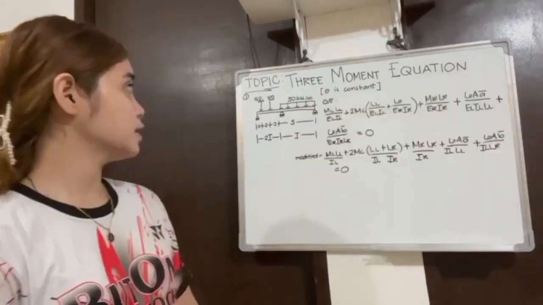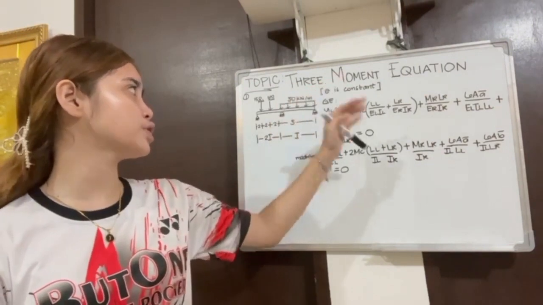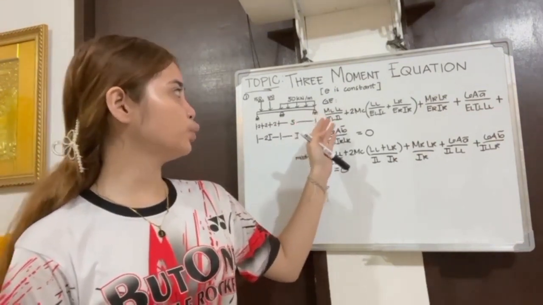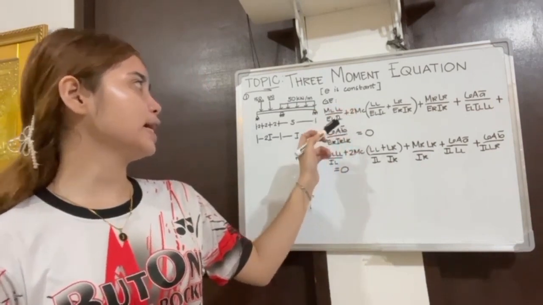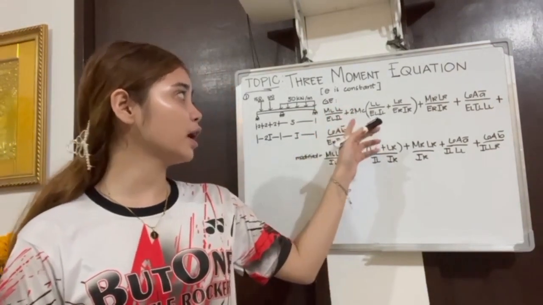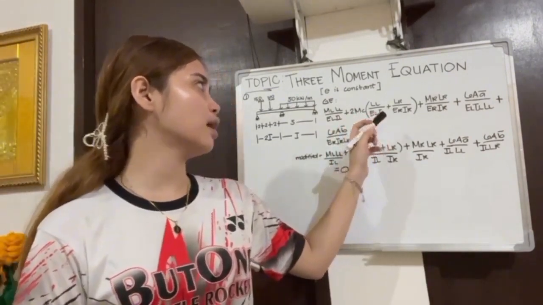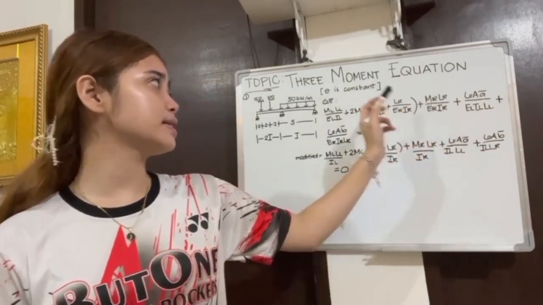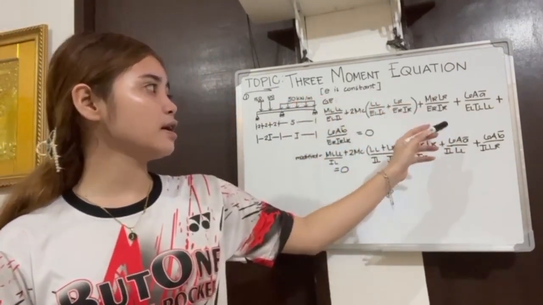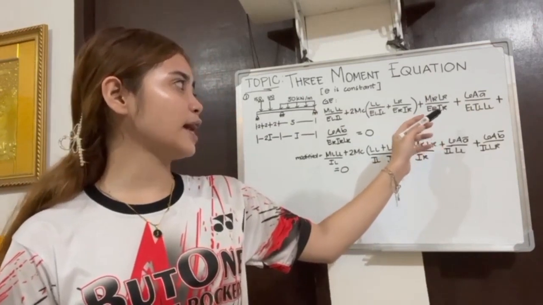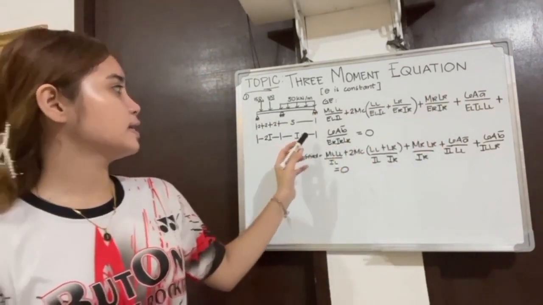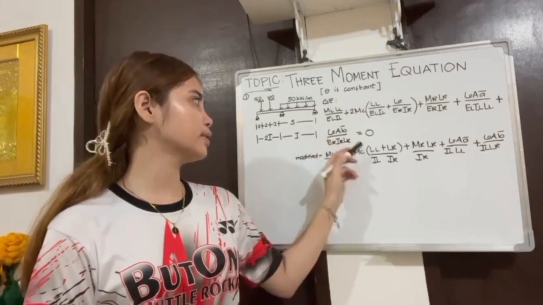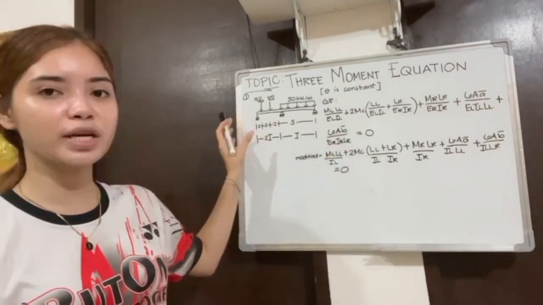And E is constant. So from the general equation of the 3-moment equation, which is ML times LL over EL times IL plus 2 times MC times LL over EL times IL plus LR over ER times IR plus MR times LR over ER times IR plus the 3-moment equation, which is the 6A bar A over EL times IL times LL plus 6A bar B over ER times IR times LR equals to 0, since wala man siya supported beam.